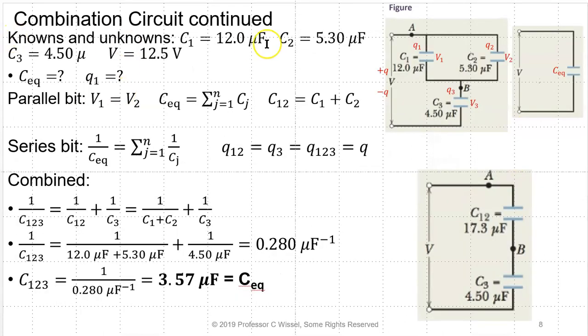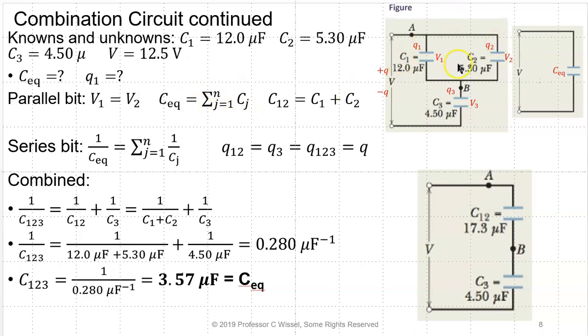Okay, so I repeated the knowns and unknowns. C1 equals 12 microfarads, C2 equals 5.3 microfarads, C3 equals 4.5 microfarads, and V equals 12.5 volts. And this shows all of those things in case you're curious. And this is all the things like Q1, V1, Q2, V2, Q3, V3. We need to know C equivalent and Q1. For the parallel bit, V1 equals V2. C equivalent is the sum of all the individual C's for this parallel bit.